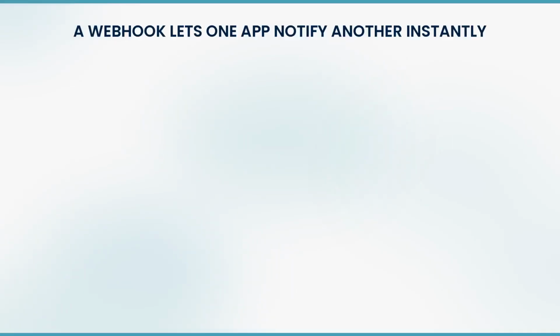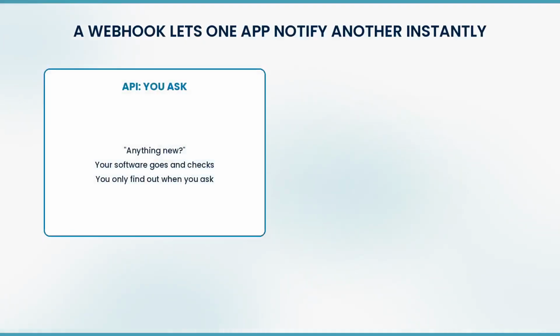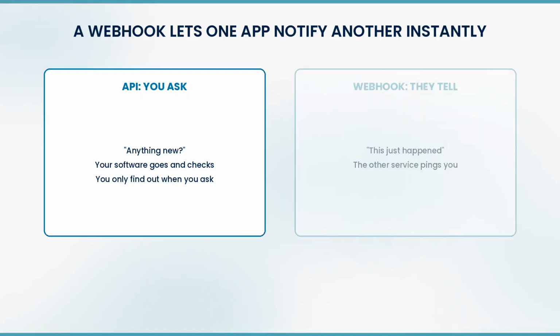A webhook lets one app automatically notify another the moment something happens. Here's the difference from an API. With an API, your software goes and asks, anything new? With a webhook, you flip it and tell the other service, when something happens on your end, tell me immediately.